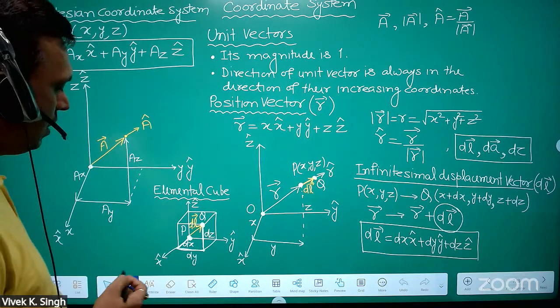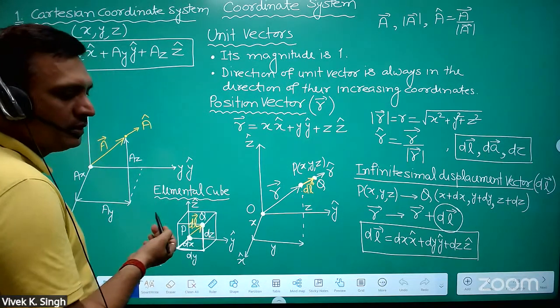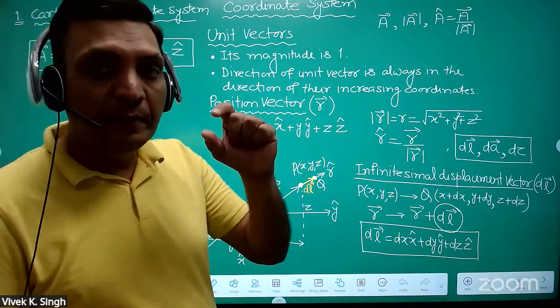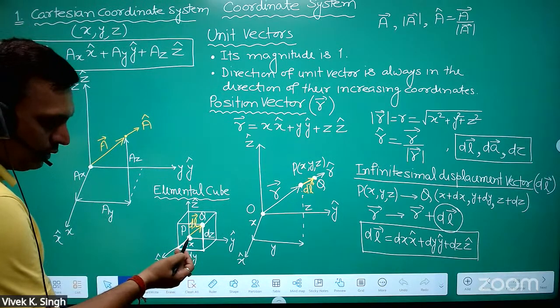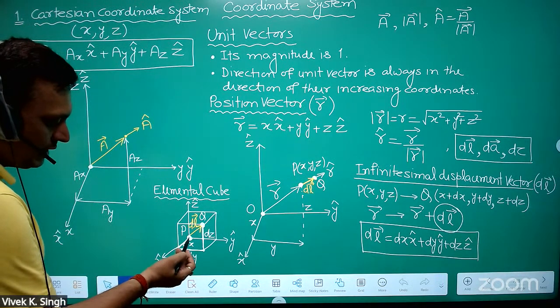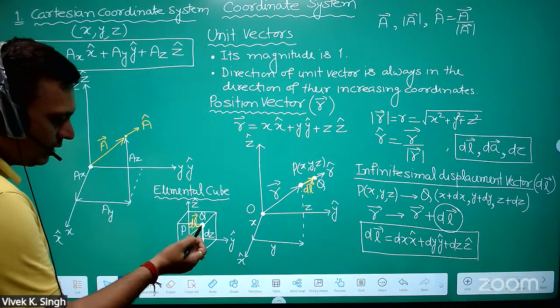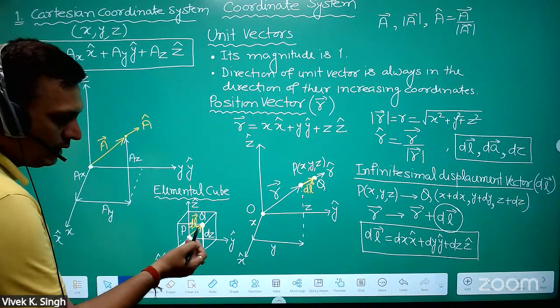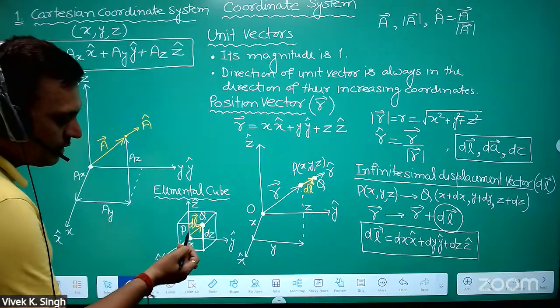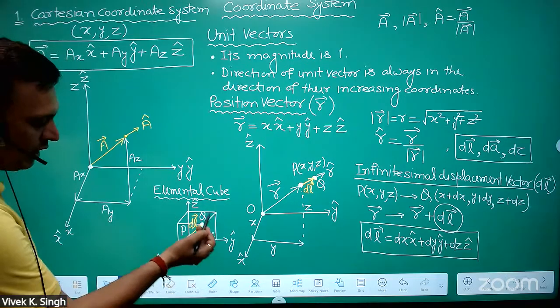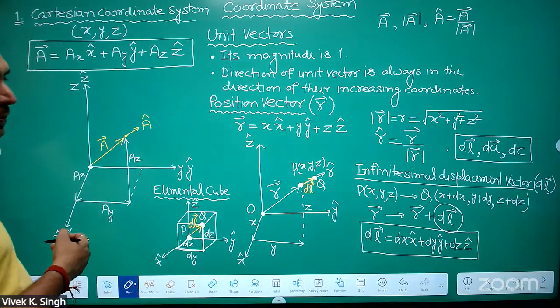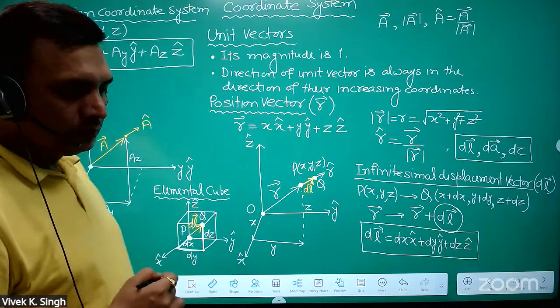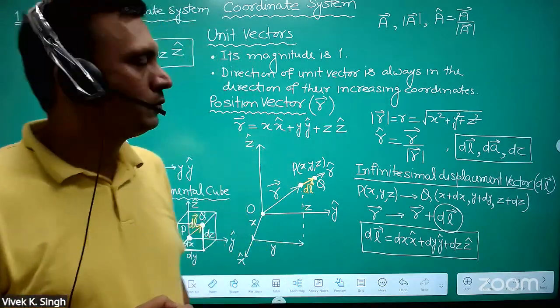Yes, sir. You can visualize that dl vector if you draw an elemental cube about point P whose coordinate is x, y, z. Change x by dx, y by dy, z by dz, and you will move to point Q. This diagonal length dl represents the dl vector. From this figure, in component form, dl will be dx x cap, dy y cap, dz z cap. Is it clear? Yes, sir.